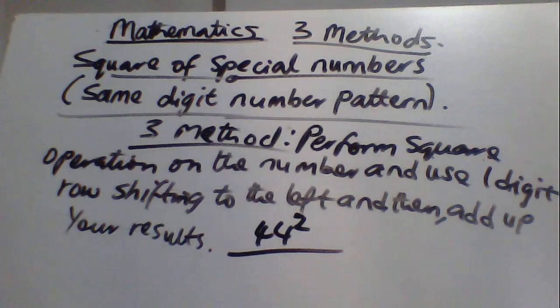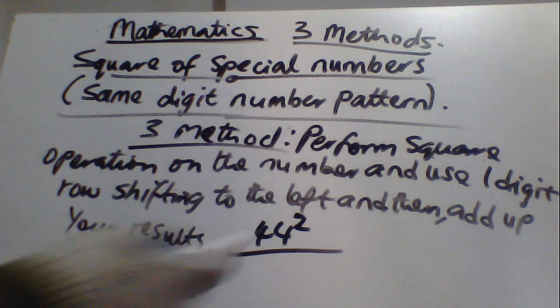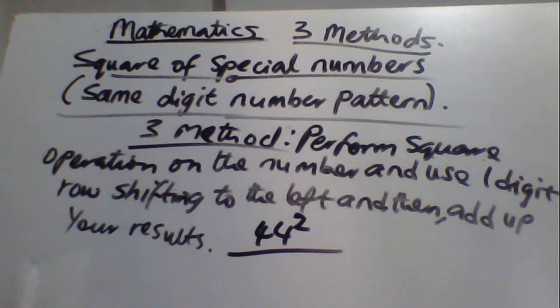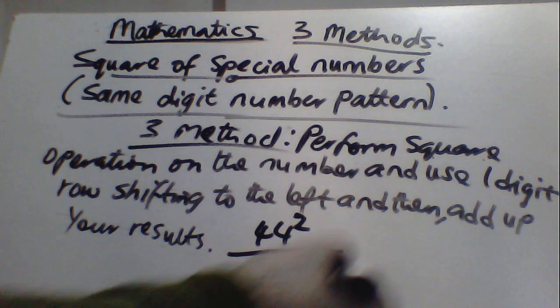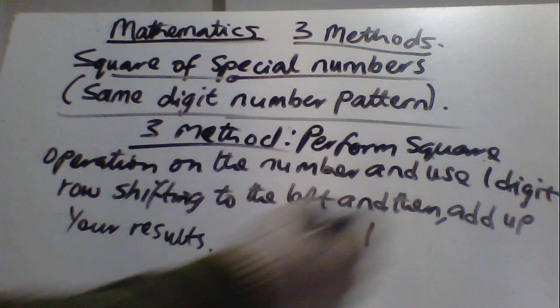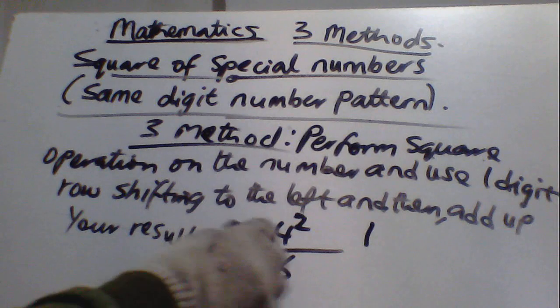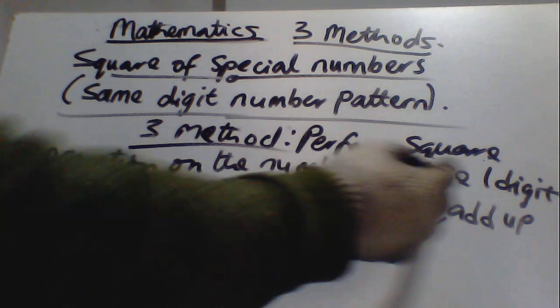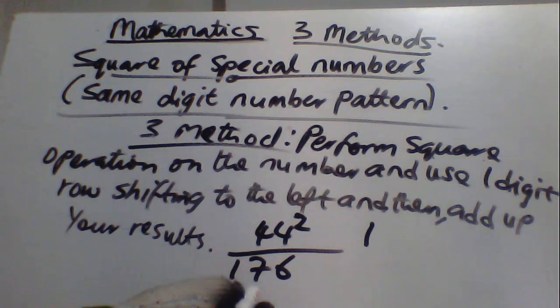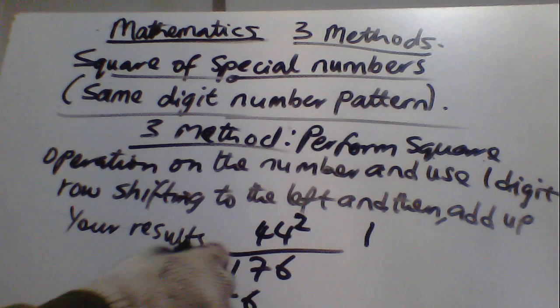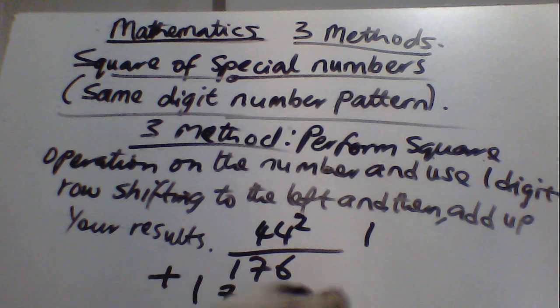the first thing you have to do is perform the square operation on the number. Square the first digit, which gives us 16. I write 6 and carry 1. Square the second one, which gives 16 plus 1, that is 17. Then the next thing is to use one digit row shifting. I start from here and repeat these numbers. So I have 6, 7, 1, and then I add up.